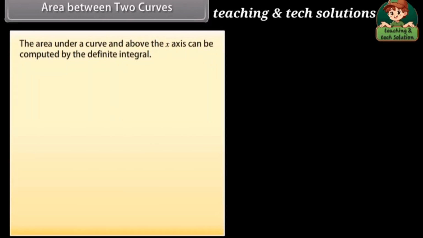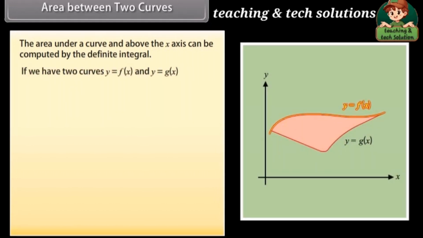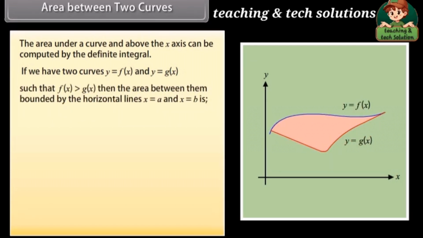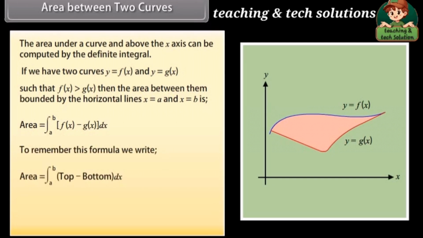Area between two curves. The area under a curve and above the x-axis can be computed by the definite integral. If we have two curves, y equals f of x and y equals g of x, such that f of x is greater than g of x, then the area between them bound by the vertical lines x is equal to a and x is equal to b is area equals integral from a to b of f of x minus g of x with respect to x. To remember this formula, we write area is equal to integral from a to b of top minus bottom with respect to x.